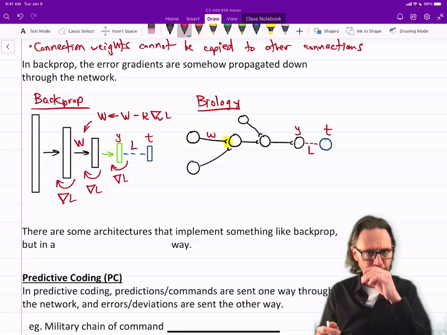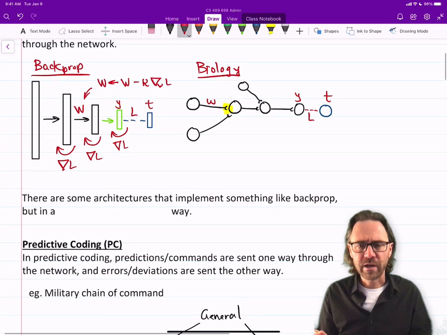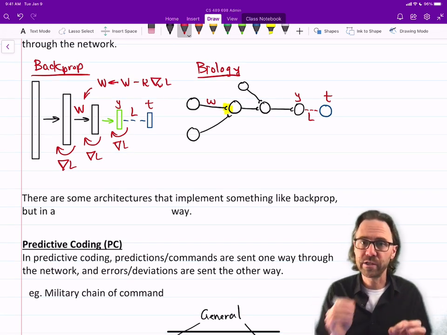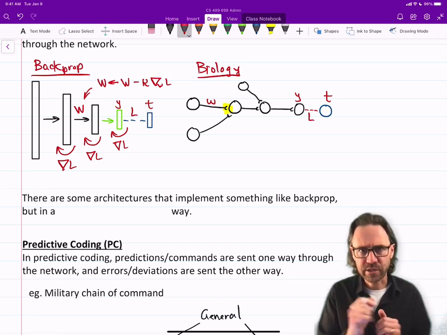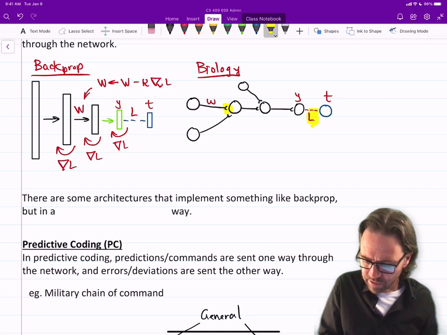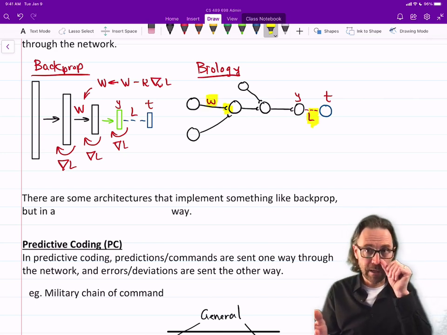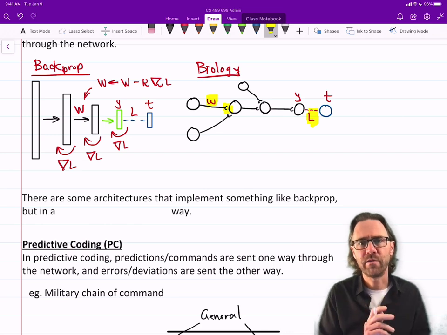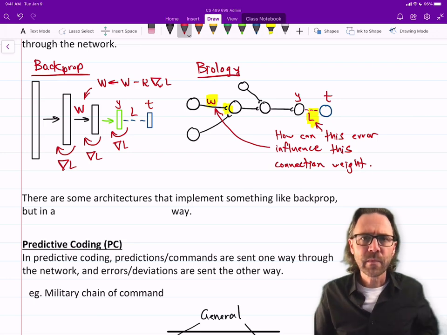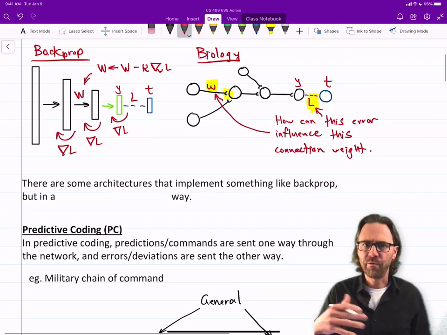So it's similar in nature to backprop, except when it comes to training this network. If this biological network is to learn, it's got to change its connection weights, but driven by this L. This loss here and this weight here are far away from each other. So how could the error signal have an influence on the connection weight? Okay, so that's the problem we're dealing with.